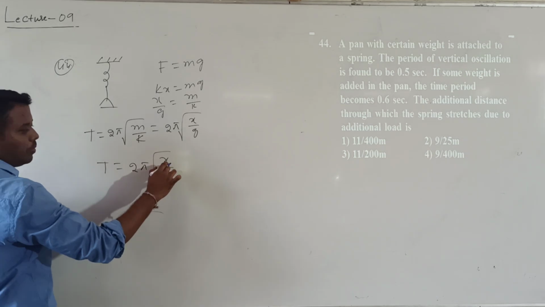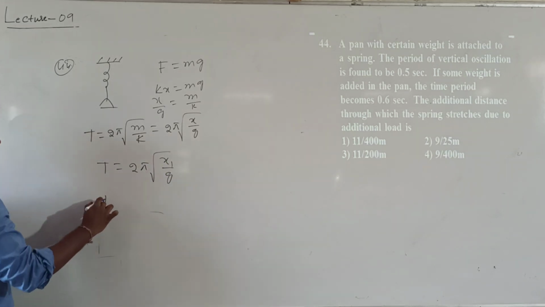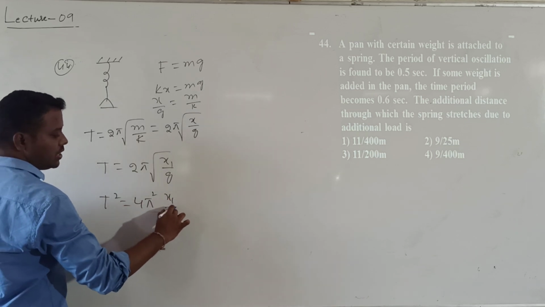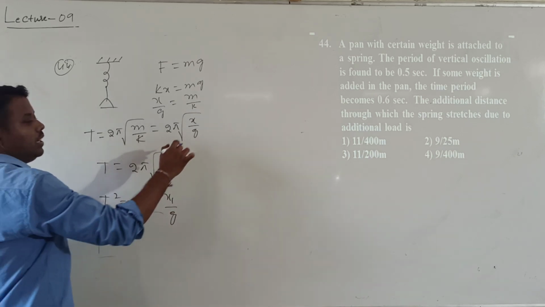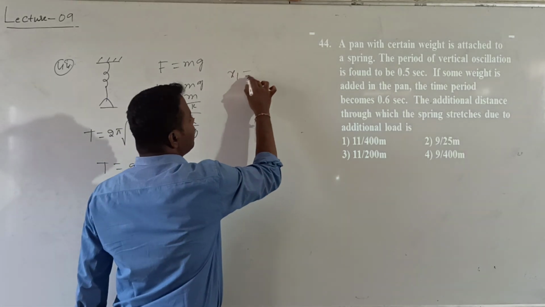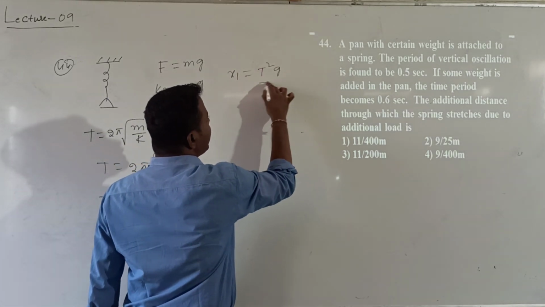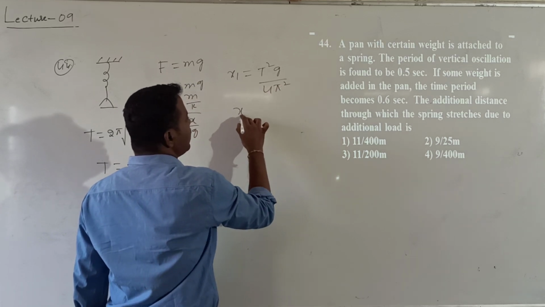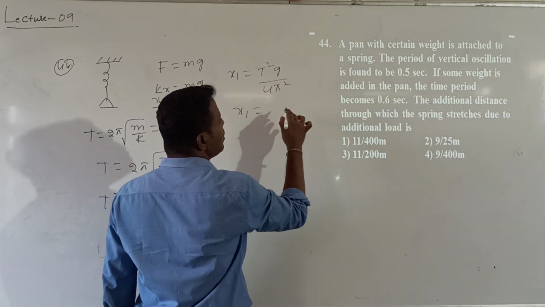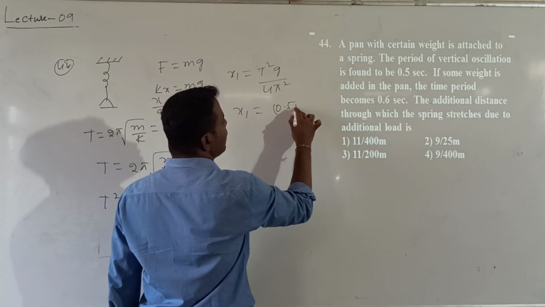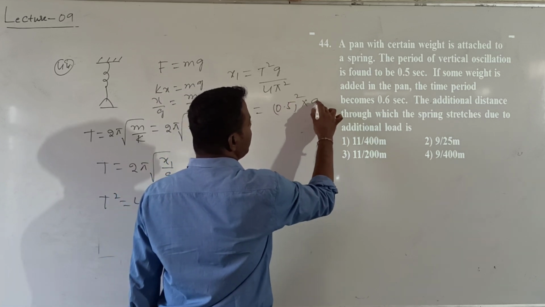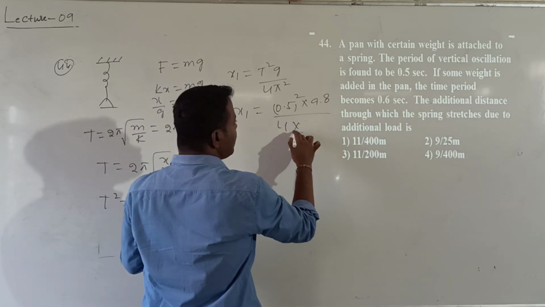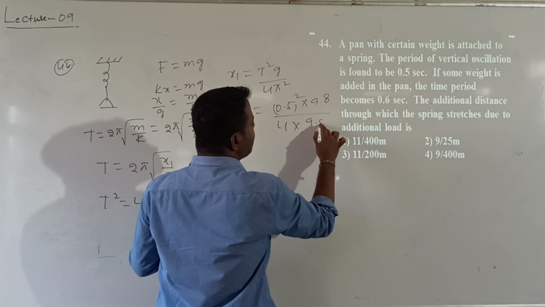Can I call the first term x1? Squaring, T squared is equal to 4 pi squared x1 by g. What is the value of x1? x1 is equal to T squared into g by 4 pi squared. So x1 is 0.5 whole squared into g value 9.8, by 4 into pi squared value 9.87.